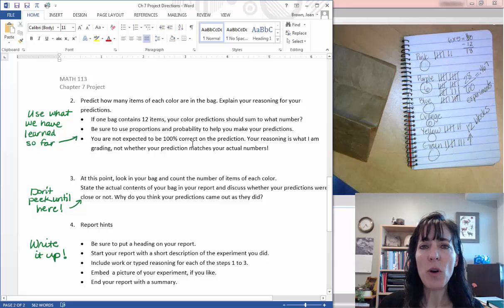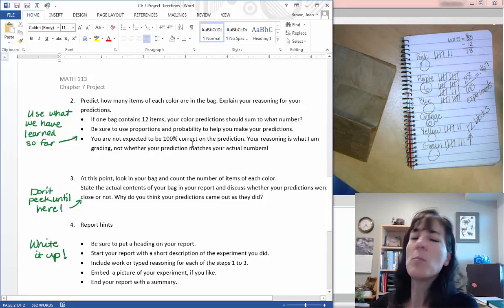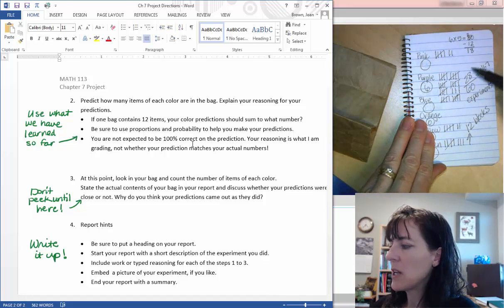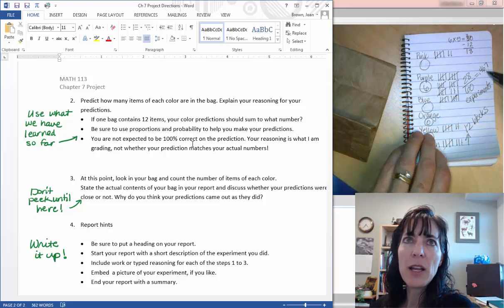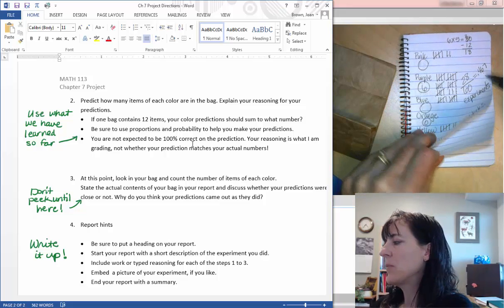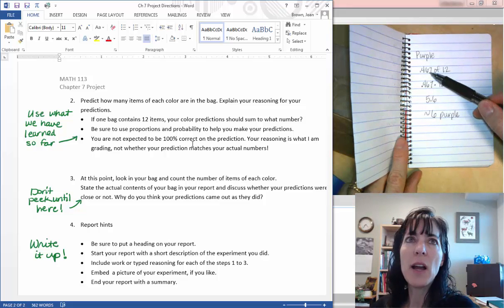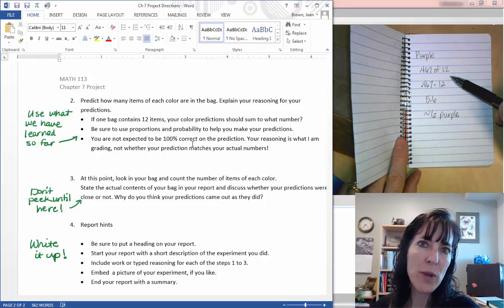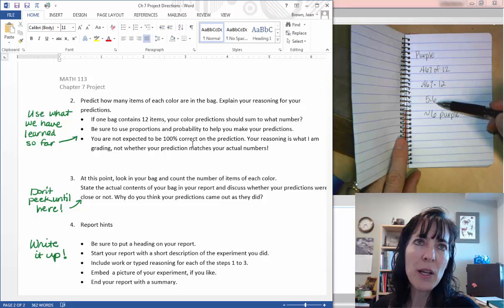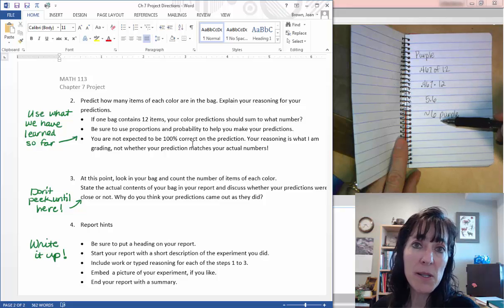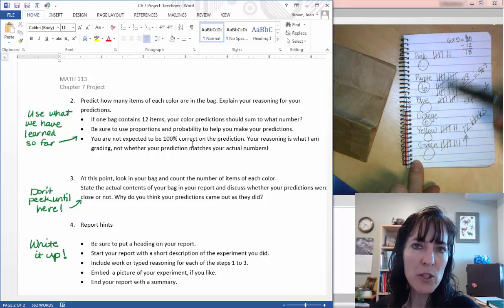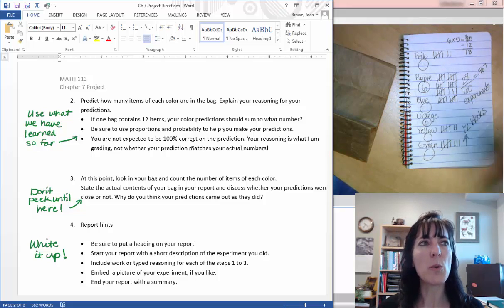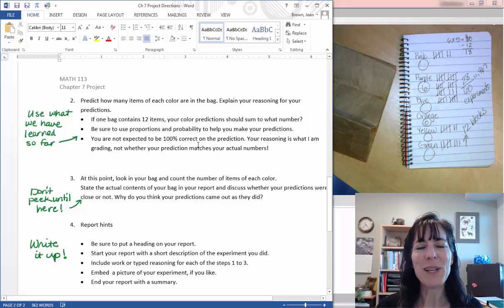And then you are not expected to be 100% correct. So I am way more interested in seeing your work, the 28 out of 60 here, and coming to the 0.467, and then using that out of 12, because we know we have 12 blocks, multiplying them, coming up with a number, and deciding on 6, and then seeing whatever else you did to adjust your figures so that they total 12. I'm way more interested in seeing that.